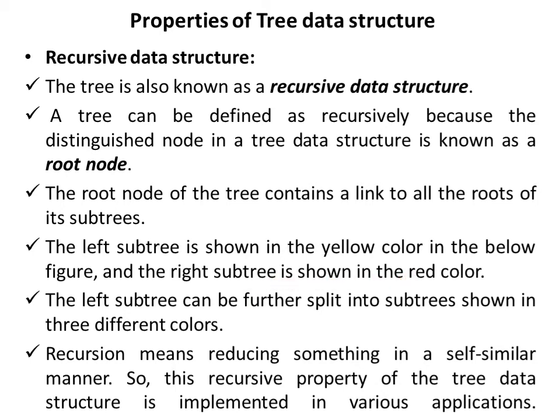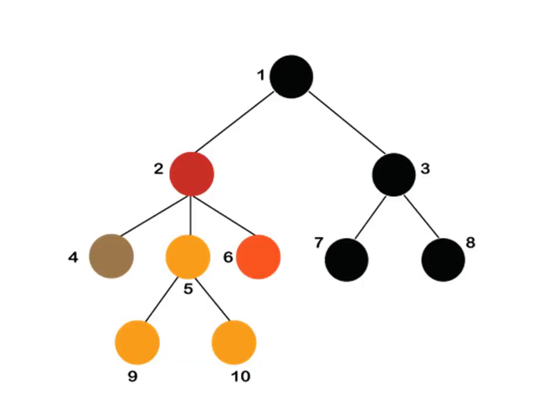Previously also I have shown which is the left subtree and which is the right subtree with the numbers I have explained. Here I am showing with the colors. The left subtree can be further split into subtrees shown in three different colors. Recursion means reducing something in a self-similar manner. So this recursive property of a tree data structure is implemented in various applications. Here you can see this is the right and this is the left subtree.